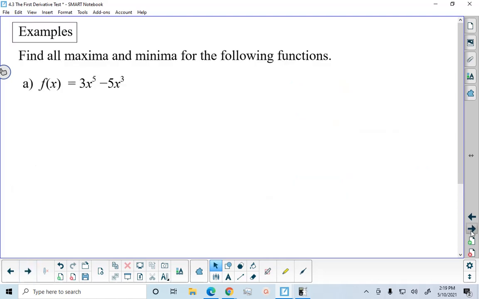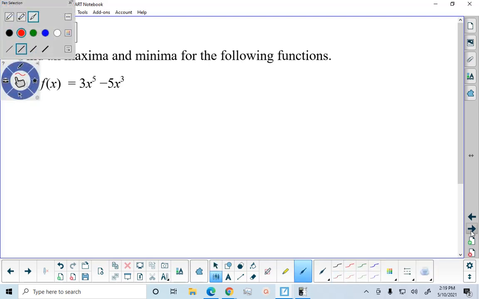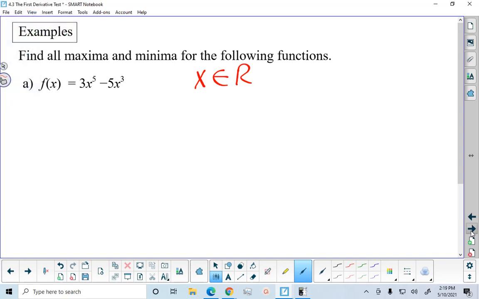We have two examples. Find all maxima and minima for the following functions. If f of x equals 3x to the 5 minus 5x cubed, what are the coordinates of all of the maxima and minima values? The first thing that I want you to note, everybody, is that this is a polynomial function. And what that means is, well, it isn't that it's polynomial, although that's true. When you look at that function, the domain is any real number: positive numbers, negative numbers, 0. You can do it all with this function.